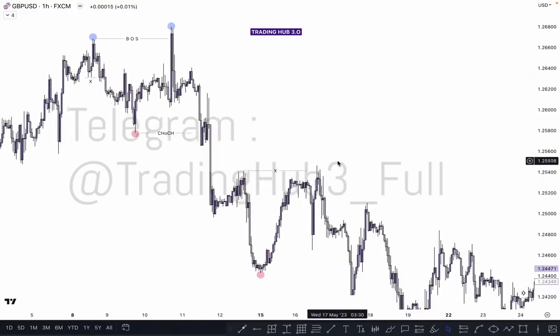We need again a break of structure. Same thing happens here. The market again pushes downside and creates a break of structure here. After the break of structure, our lower high is confirmed at this point. I will show you exactly everything.